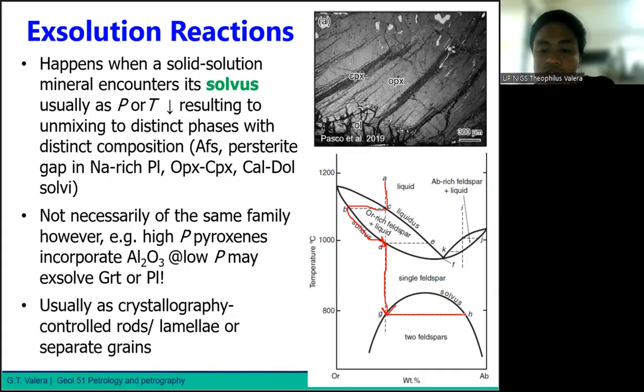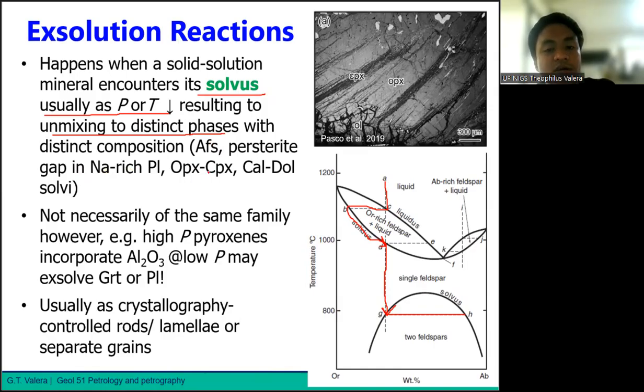So this, for example, is the reason why we have perthitic and antiperthitic textures, diba? Yan. So this happens when a solid solution encounters a solvus, usually as pressure or temperature decreases, which results to the unmixing of the solid solution into distinct phases. For example, yung alkali feldspar and yung ating sodium-rich plagioclase feldspar, which results in the formation of perthitic texture.